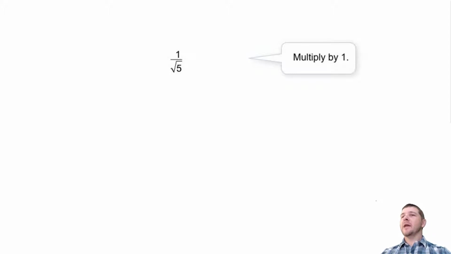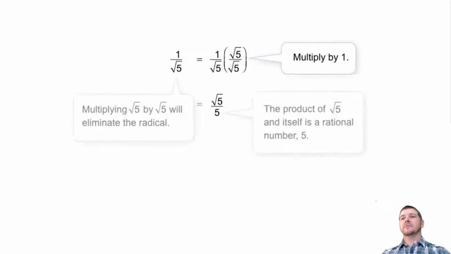In this case, we'll write 1 as the square root of 5 over the square root of 5. Now multiplying 1 over the square root of 5 times the square root of 5 over the square root of 5, we arrive at the square root of 5 over 5, a fraction with a rationalized denominator.